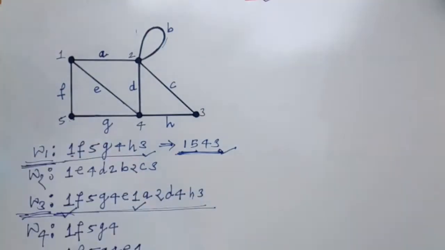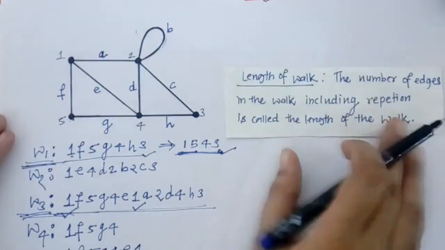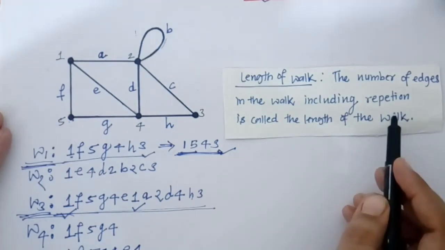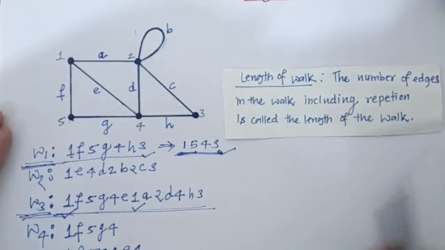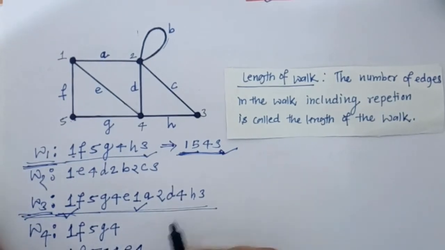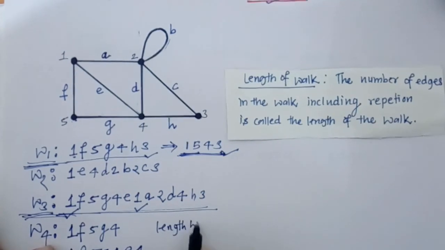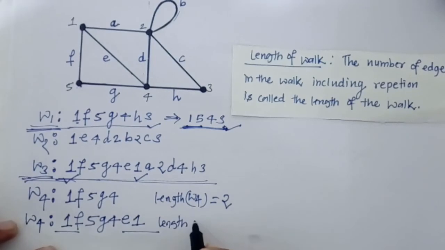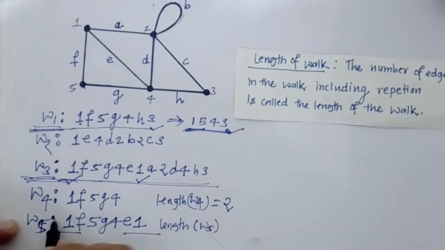So next we have the length of a walk. The number of edges in the walk, including repetition, is called the length of the walk. Now yes, in this walk W4 here, what is the length of W4? How many edges do we have here? This is 2 here. Similarly, the length of this W5. So what is it here? How many edges are included in this walk?